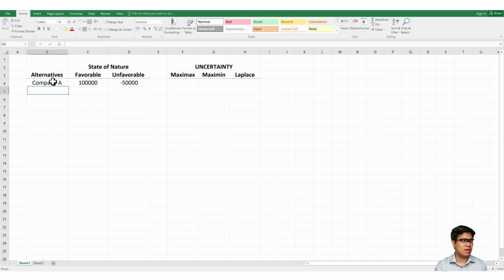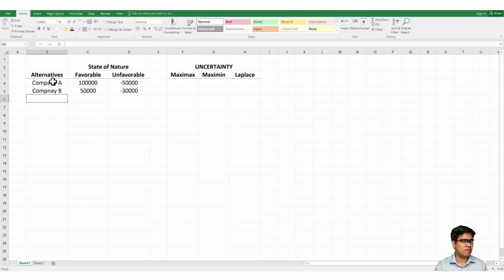Okay. Then second option, if you invest in company B, if you invest your money here, you might earn some money, but not as much. Let's say 50,000. Then on the other hand, if you invest here, there's a chance that you might lose your money. Let's say as much as 30,000.